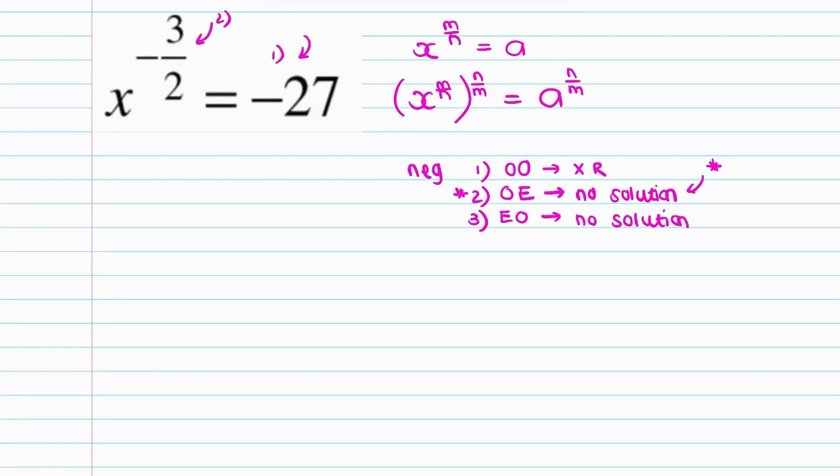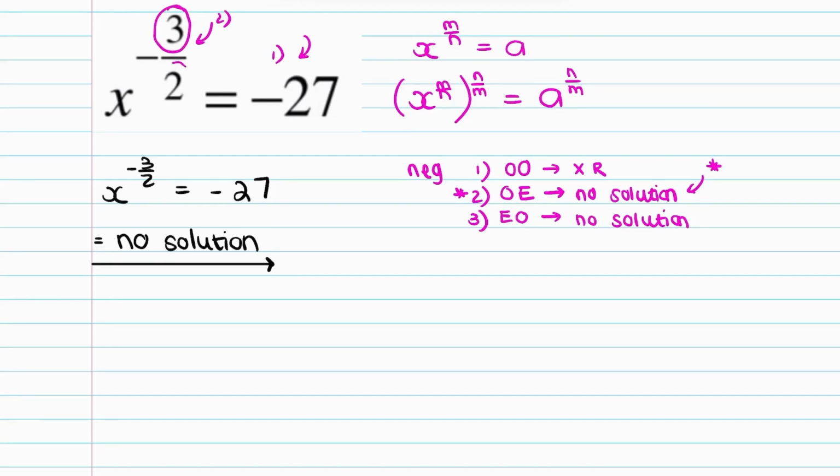But because we are working with 2, all we need to do when we have a look at this rational exponents question is we'll simply write x to the power of negative 3 over 2 is equal to negative 27, and then we will say is equal to no solution. And it's as simple as that. Final answer is no solution, because we had an odd number on the top of the fraction and an even number at the bottom. And based on our rule over here, that would equal no solution.